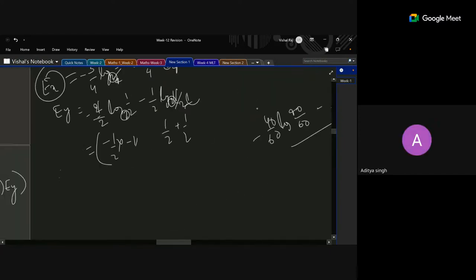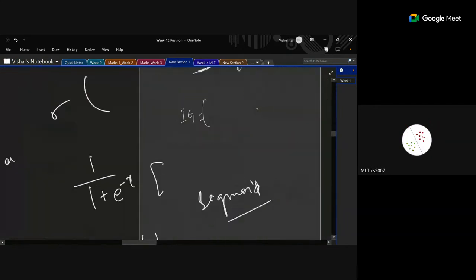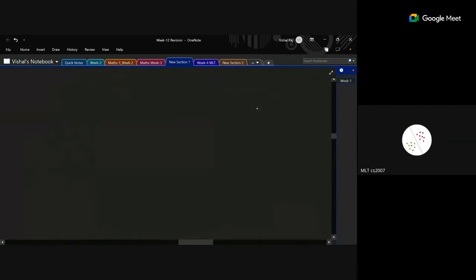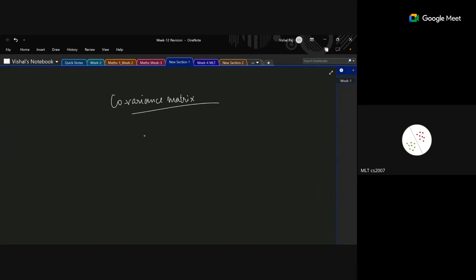Okay, so I guess I have done all the questions. One more question, I'll just give you one. I'll give you a covariance matrix, 1 by n xx. Tell me whether it's valid or not. How will you check whether the matrix that I gave you is valid?